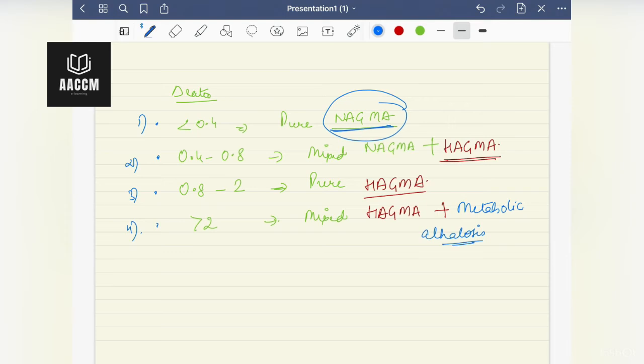Okay, coming to the second point, that is if the ratio is 0.4 to 0.8, there is usually a combination of high anion gap metabolic acidosis plus normal anion gap metabolic acidosis. Now, the mnemonic again could be remembered as CULT or MUD PILES. And the most common culprit here will be the increase in the lactate levels.